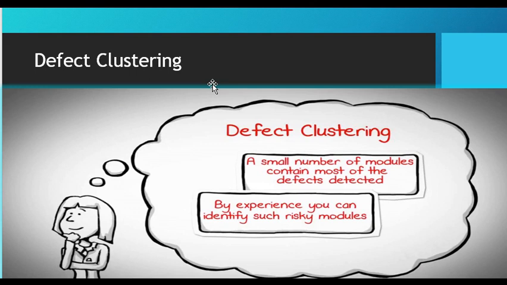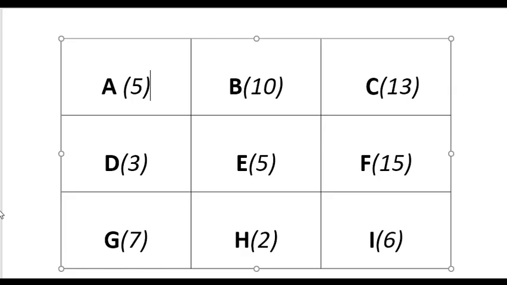Fourth principle is defect clustering. Defect clustering says that when defects are found, those defects will not be uniformly distributed among all the modules. We will understand more by looking into an example. Let's say that we have a requirement that has 9 modules which are A, B, C, D, E, F, G, H and I. Here module A has 5 defects, module B has 10 defects, module C has 13 defects and so on. As soon as we find the defect in module A, which is 5, we cannot assure that all the modules will have the same number of defects.